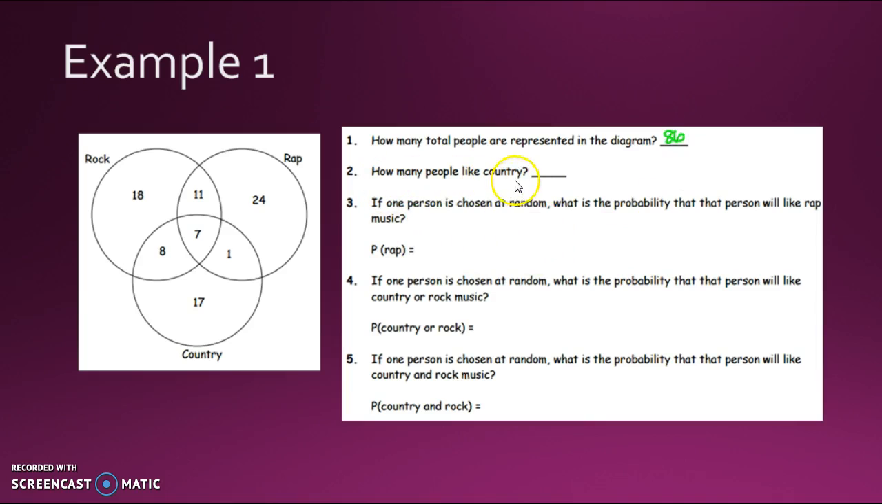Then we want to know how many people like country. Well, if we look at our country circle, it's going to be everybody that's in that circle, including anything that's overlapped. As long as it's in the country circle, they like country. So for that, it's 8 plus 7 plus 1 plus 17. And that is 33.